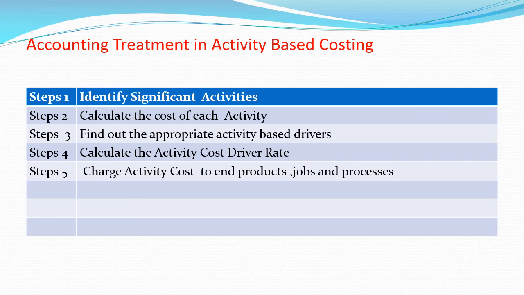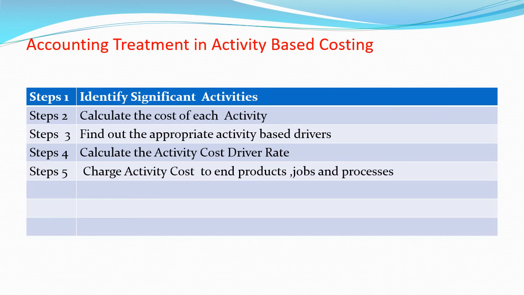For example, total cost of ordering, total cost of receiving deliveries, total cost of production setup, total cost of self-stocking, etc. are to be calculated separately. And then third step, find out appropriate activity-based drivers. For example, number of deliveries, number of production setups, number of orders, number of items sold, etc. And then the fourth, calculate the activity cost driver rate.